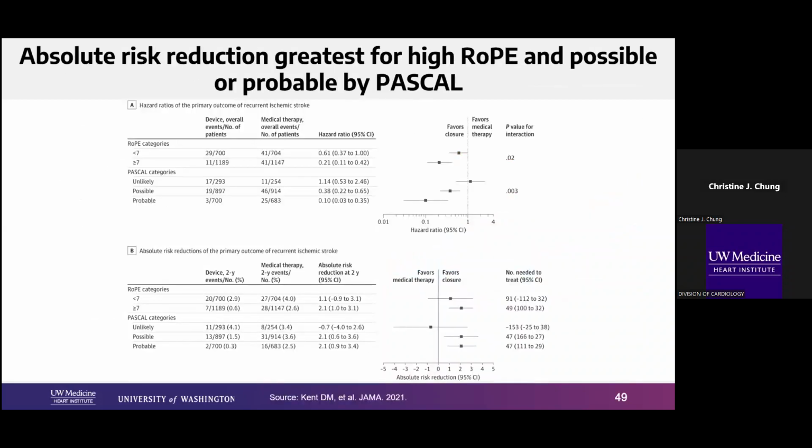And what this study showed is that there is a dose dependence where the people that are unlikely by PASCAL go on to have the lowest benefit after PFO closure, and the number needed to treat is many-fold higher than those that are classified as possible, sort of the moderate risk group. And then the people that are classified as probable, according to this classification scheme, have the lowest number needed to treat. It's in the 20s. About 25 patients needed to treat to prevent 1 stroke. And they go on to have the greatest risk reduction.